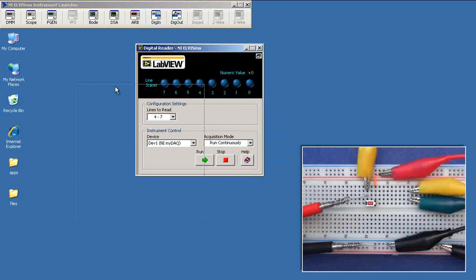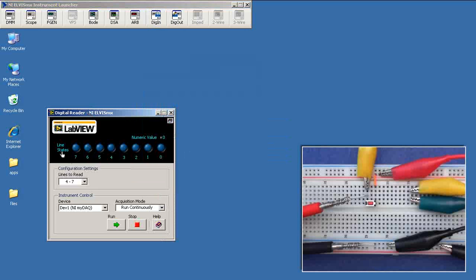We'll start up the digital reader here. You see that we have the indicators for the 8 line states, and you can choose which zone you want to work with, either lines 0 to 3, 4 to 7, or all. That way you can have a mixture of some that are inputs and some that are outputs. And you'd use the corresponding digital writer for the outputs.